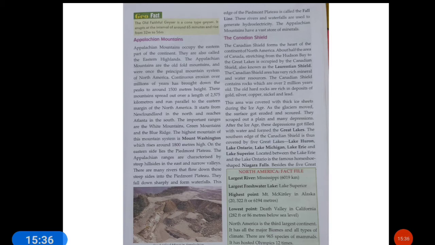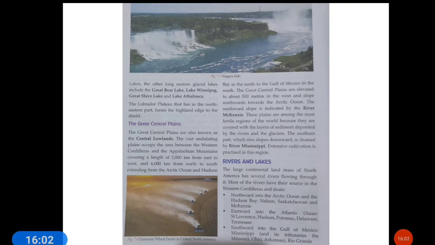Earlier this entire region was covered by thick sheets of ice during the ice age. When this ice retreated, depressions were created. In these depressions a number of lakes developed, importantly the 5 Great Lakes: Lake Huron, Lake Ontario, Lake Michigan, Lake Erie and Lake Superior. There are others like Winnipeg, Great Bear Lake, and Slave Lake. Apart from that, this Canadian Shield is bordered by the Labrador Plateau in the northeastern part. So this is all about the Canadian Shield.